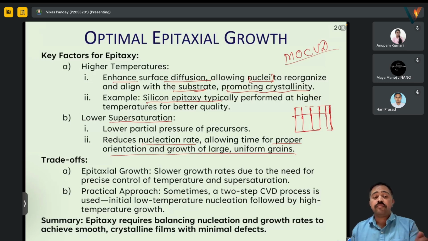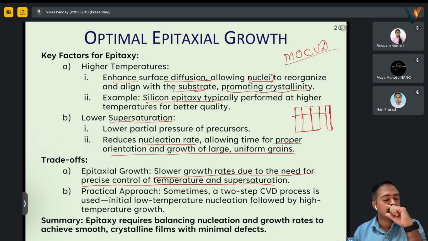So what is the trade-off that we are making in case of epitaxy? That is slower growth rate due to need for precise control. Here we want to control the thickness, the crystallinity, everything. So it will be a very slow process.